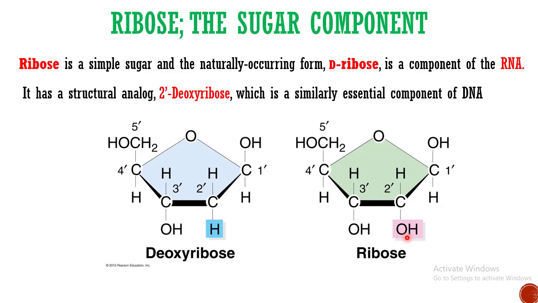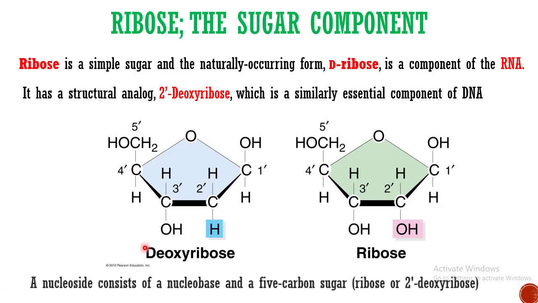Now this particular hydroxyl group is not present in the deoxyribose, because the oxygen is not present over here. If you can see at position number 2 of the deoxyribose sugar, there is no hydroxyl group. At position number 2 of the ribose sugar, there is a hydroxyl group. So as I've told you, we call this 2' deoxyribose. The reason is that at position number 2 of the sugar, there is no oxygen present. Therefore, we are using the term deoxy.